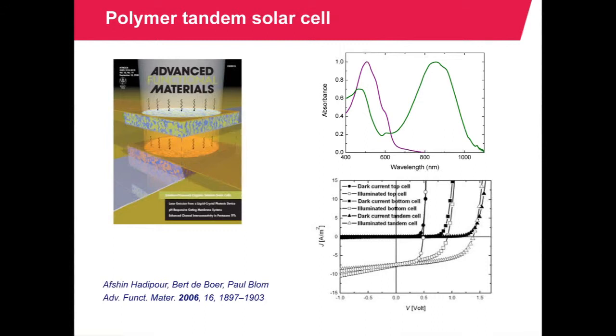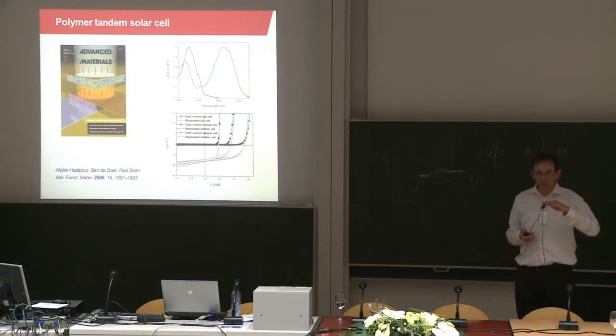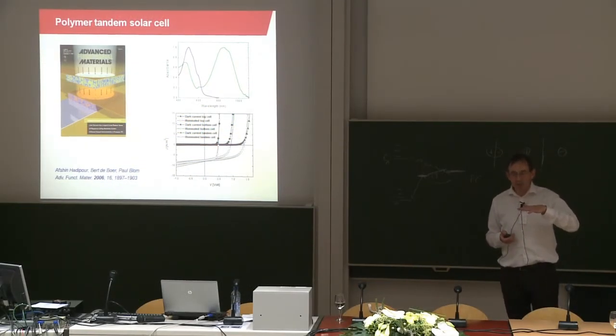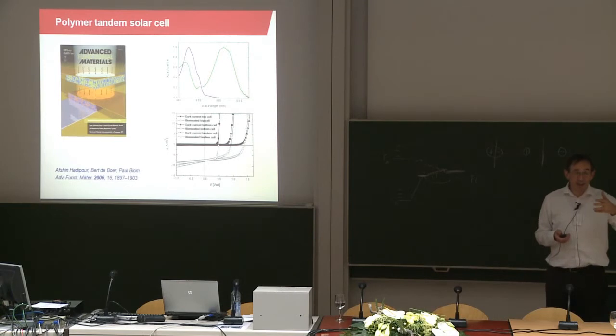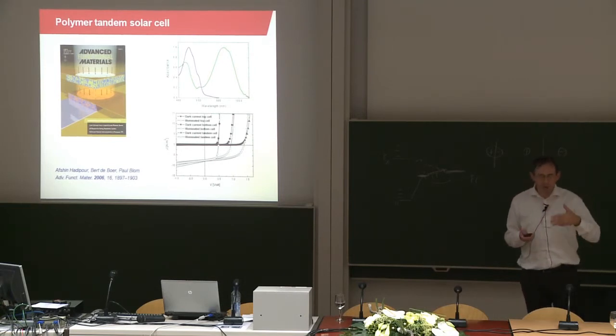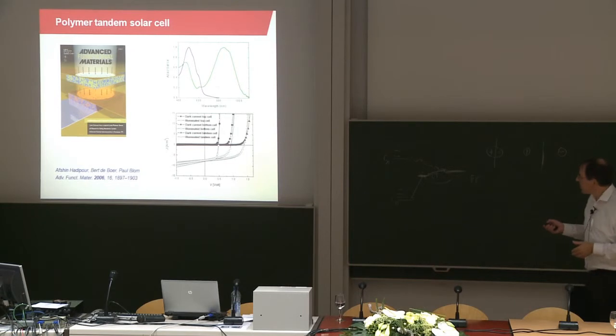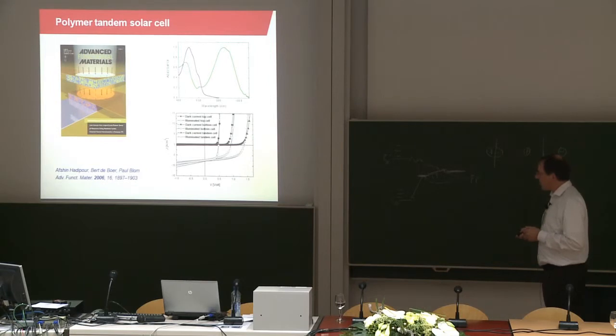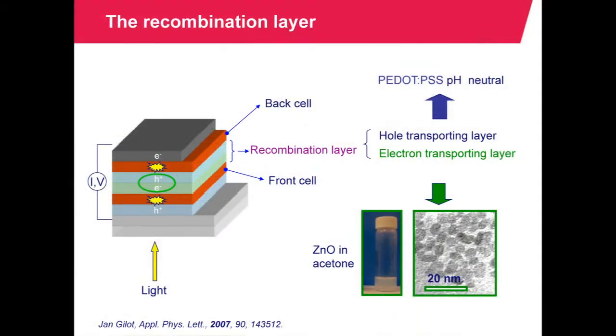Paul Blom and Afshin Hadipur made tandem cells based on organics, but still with an evaporated middle contact. So it was the first polymer tandem solar cell, where one layer of polymer was solution processed, then you would evaporate the metal contact with a few layers in between, and then you would solution process a second polymer layer. We used the wide band gap and small band gap cell, and you can see that it nicely produces a tandem cell. Efficiency was not very high at that point.